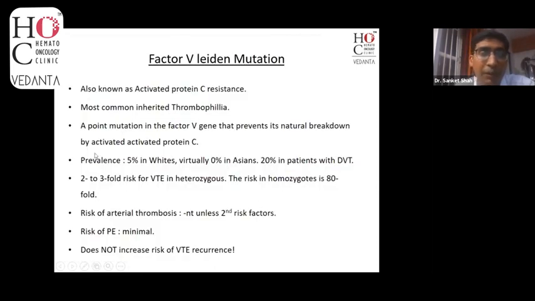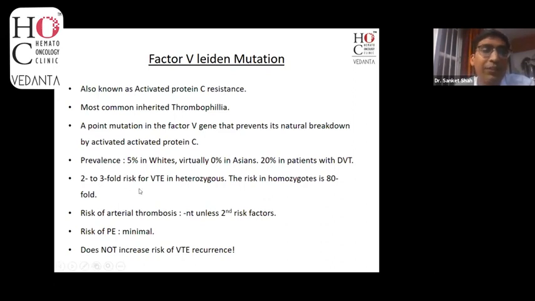Right? Now, prevalence: 5% in whites. However, the most important thing is virtually 0% in the Asian population, right? So probably in Indian patients, we don't need to go for factor V Leiden mutation testing at all. However, to continue our theoretical knowledge, 20% of patients with DVT have factor V Leiden mutation.